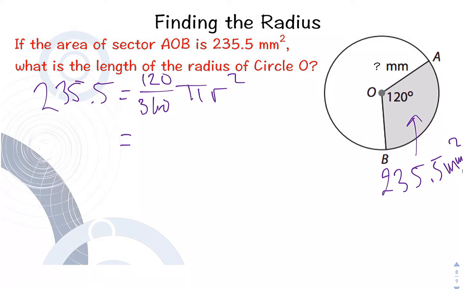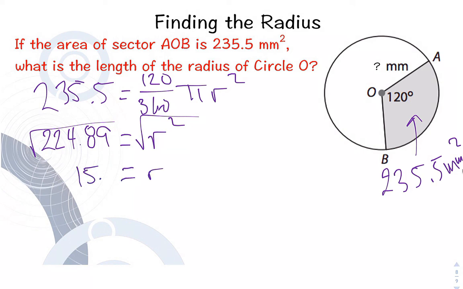Remember, I want to get r squared by itself. So I'm going to multiply each side by 360, so 235.5 times 360, and then I'm going to divide by 120. And then I need to also divide by pi. So then I end up with r squared is equal to 224.89. And then how do I get the r by itself? I take the square root of both sides. So I type that in my calculator, and I get 14.996. So r is 15 millimeters.